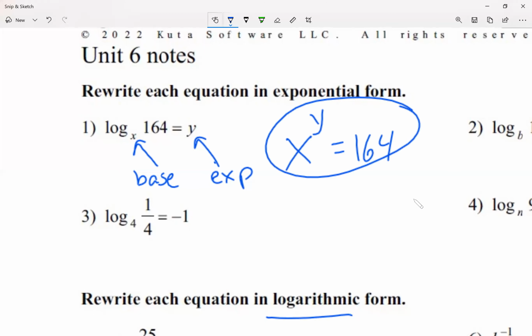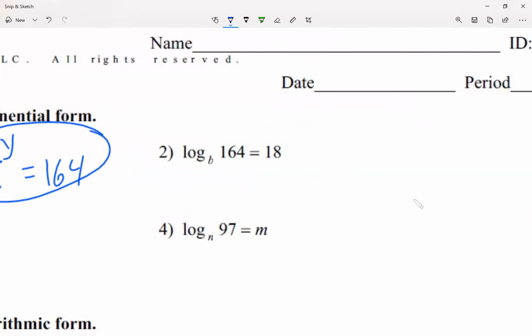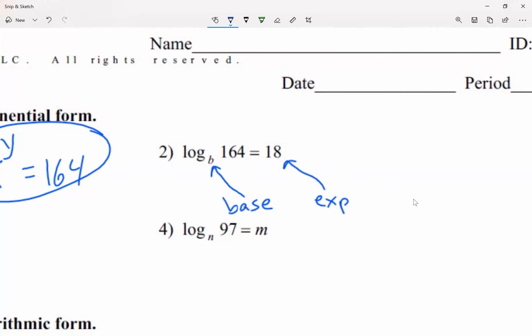Let's take a look at question number 2. Identify the base. Remember, the base is this little thing right here. And again, if that space is blank, my base is 10. My exponent is this thing at the end by itself. So to begin with, I'm going to write b to the 18th equals 164.